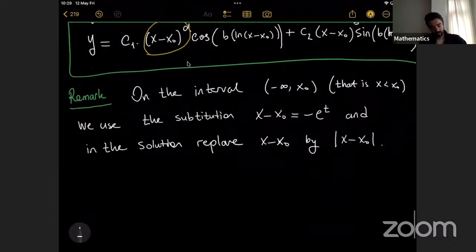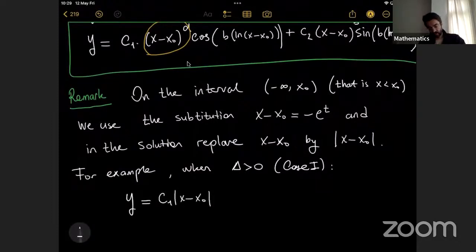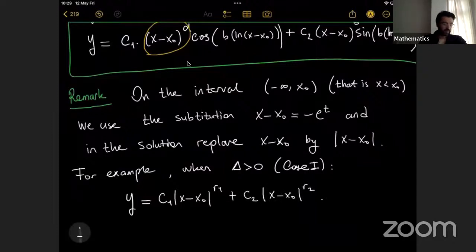For example, when delta is positive, remember, this is case 1. In the first case, the solution becomes, in general, whether x is bigger than x0 or x is less than x0, the general solution you can write in this simple form: C1 absolute value of x minus x0 to the R1 plus C2 absolute value to the R2, okay?